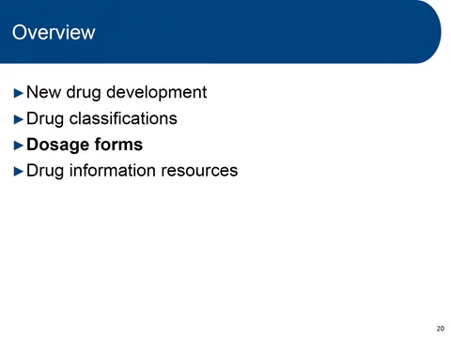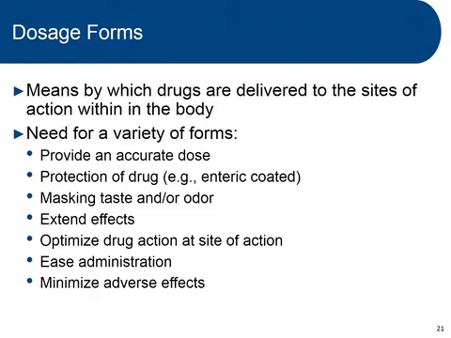So let's talk about dosage forms, and then we'll finish up with drug information resources. Dosage forms are the means by which the drug entity itself is delivered to the body. The reason that we need lots of different dosage forms is because, depending on the drug, we may or may not be able to provide an accurate dose. The dose may be so small that you couldn't even formulate it as an oral medication. It could only be formulated as an IV product.